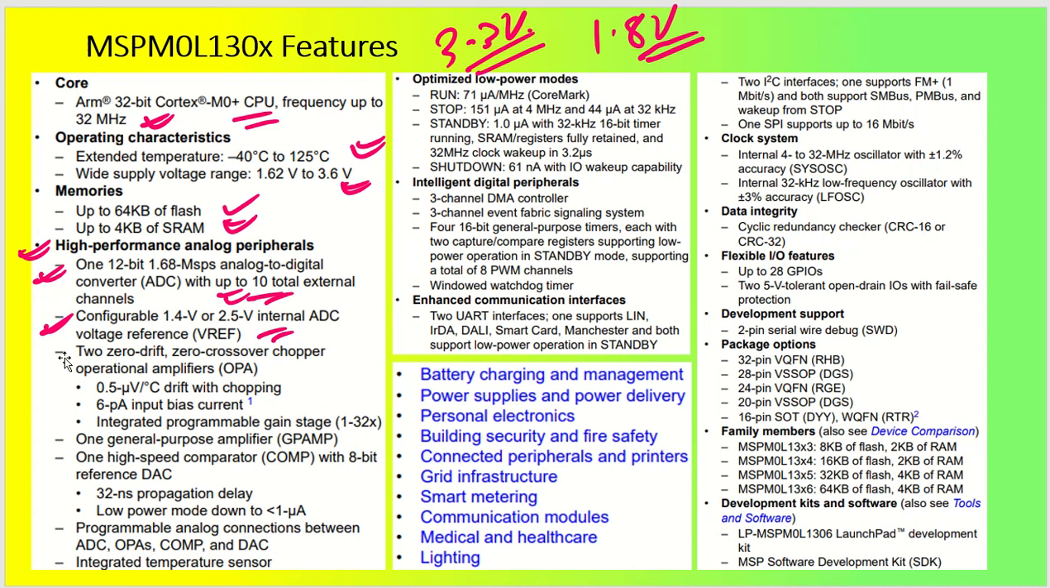voltage reference. The best thing is it has two zero-drift, zero-crossover chopper operational amplifiers. So it has a very good inbuilt operational amplifier. This can be utilized, and one general purpose amplifier is also there. It has one high speed comparator with an 8-bit reference DAC, and it has 32 nanosecond propagation delay.